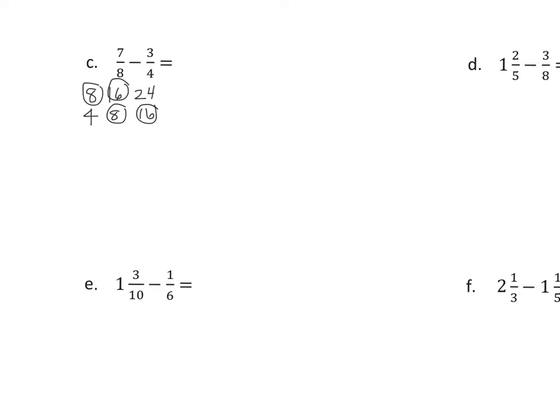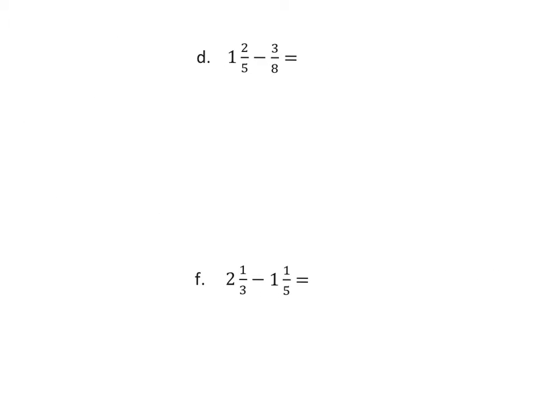So I can go ahead and say, okay, 3/4, I'm going to multiply that by 2, and that will give me a new fraction to be out of 8s, and that's going to be 6/8. And so if I write the expression now with the new fraction, I have 7/8 minus 6/8, and my difference, or my answer, is going to be 1/8. Let's go ahead and circle that as our final answer.